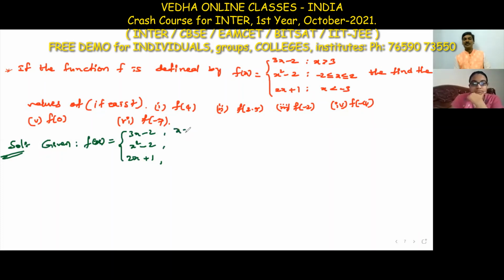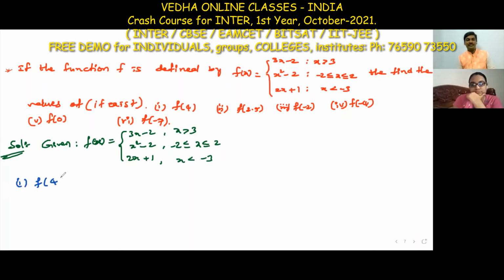The first condition is x greater than 3. That means the f of x function has 3 functions, so we get 3 values. Based on the condition, if x is more than 3, we use this function. If x is in between minus 2 and 2, then we use this function. If x is less than minus 3, then we use the third function. Now I am taking the first one.